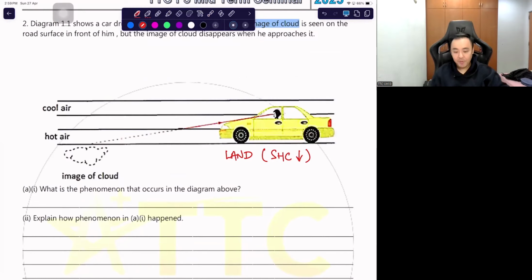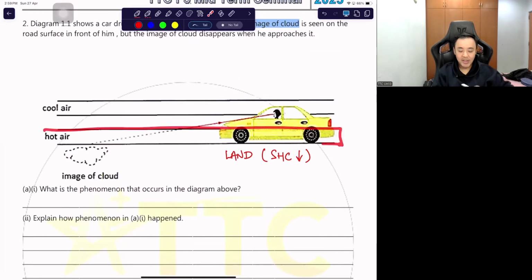Okay, so first thing first, hot day, land heats up. Of course, when your land heats up, what happens next? The air nearer to the land is hotter. That's why you can see the label here. Sometimes you don't get a label, you need to know yourself. If your land is hot, the air nearer to it is hot. If your land is cold, the air nearer to the land is cold.